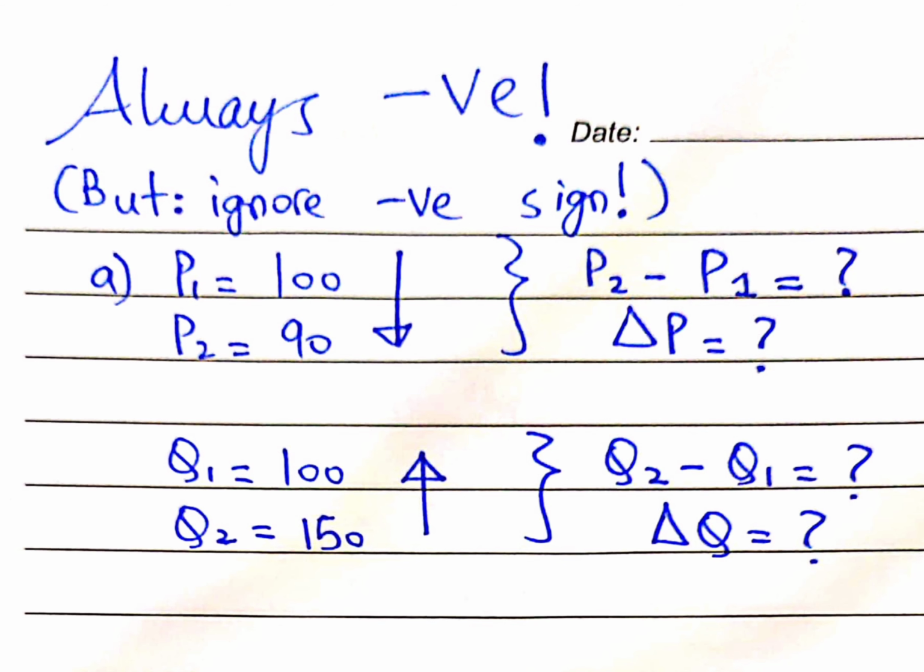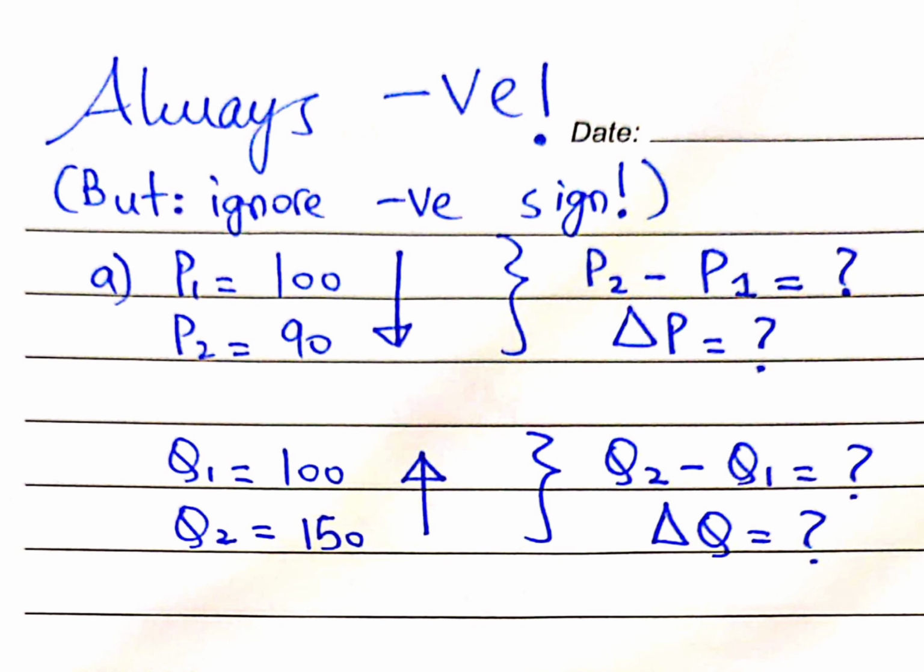So you can see, for example, that in situation A, I gave the following numbers, that is P1 is equal to 100 and P2 is 90. That is, the original price was 100 and the new price was 90. And when price decreased, the quantity increased from 100 to 150. So Q1, which is the original quantity demanded, is 100, while Q2 is 150. So once again, calculate Q2 minus Q1, which is delta Q, and see whether you get a positive term or a negative one.